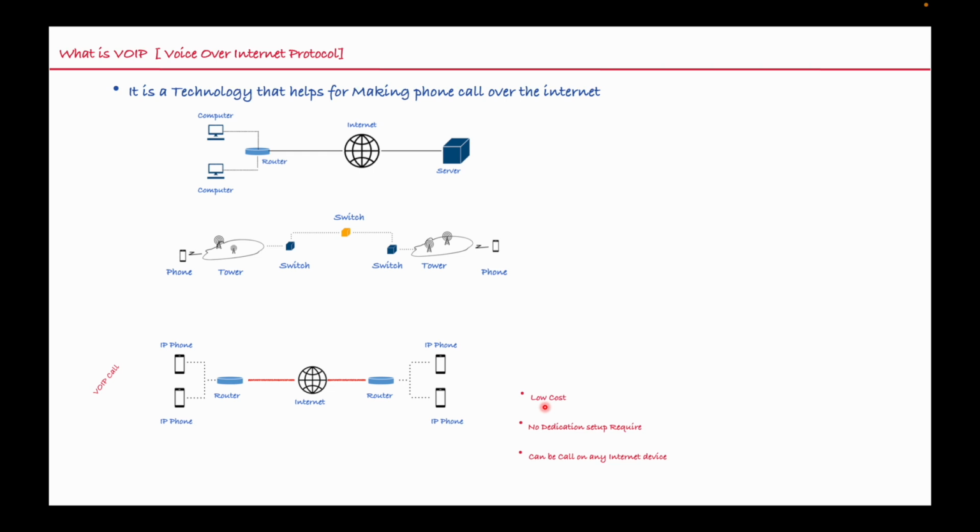And most of the IP to IP calls are free of cost, whether you are making the call locally or internationally. That is the major advantage of using the VoIP call. Then the second advantage of using the VoIP call is no dedicated setup required.